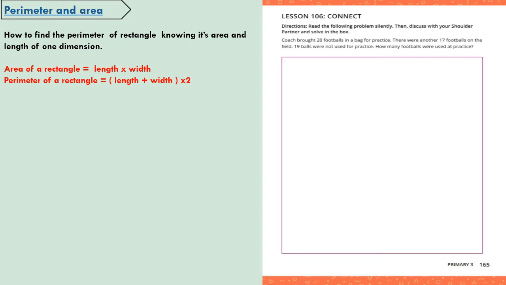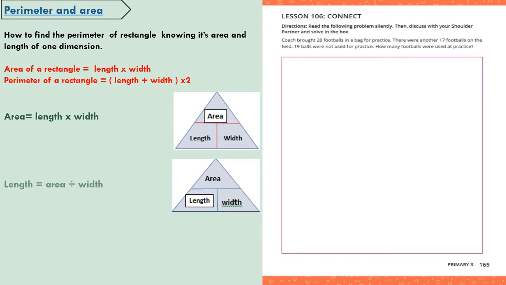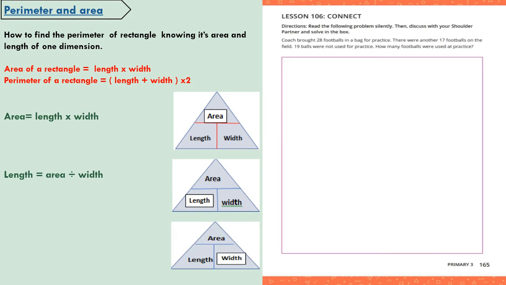So how to get the area of a rectangle if I have the two dimensions, length and width? By multiplying. So area equals length times width. Okay, if I have area and width, how to get the length? By dividing area by width. Okay, if I have area and length, how to get the width? By dividing area by length.